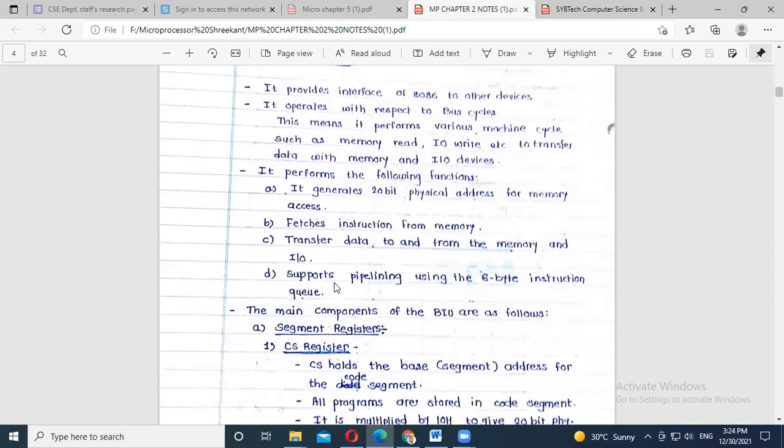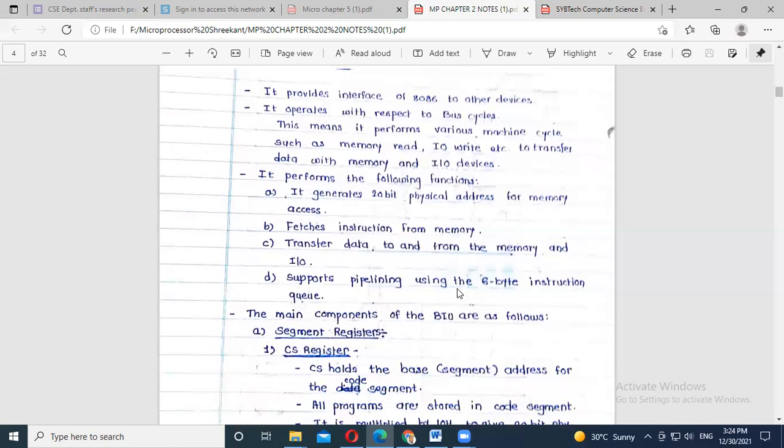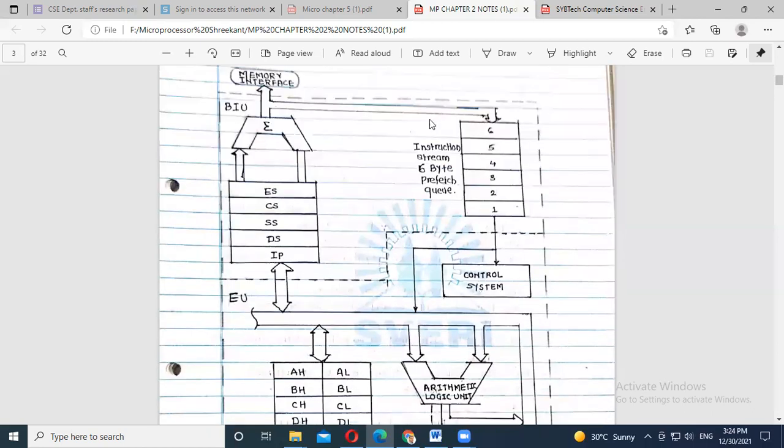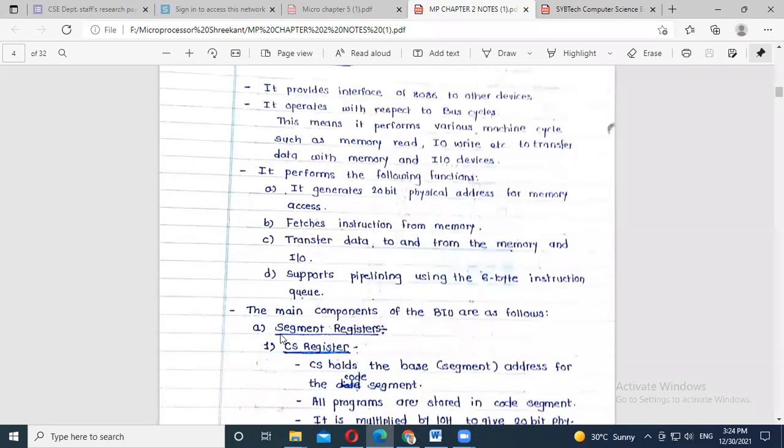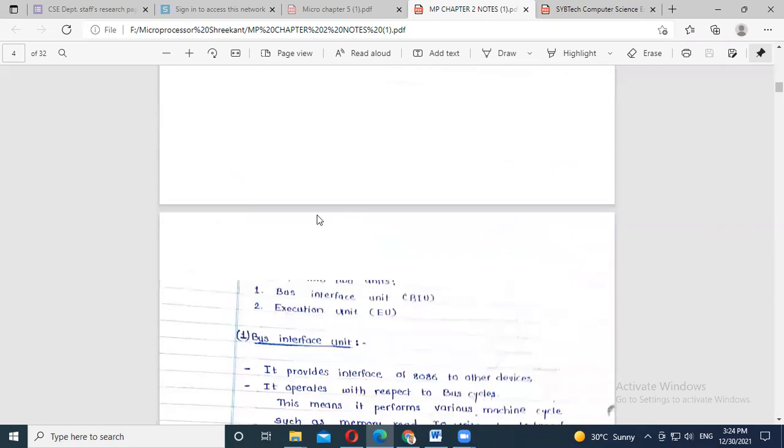And it also supports pipelining using the 6-byte instruction queue. This is the 6-byte instruction queue; for this, it is supporting pipelining. Okay, and next I'll come to the segment registers.